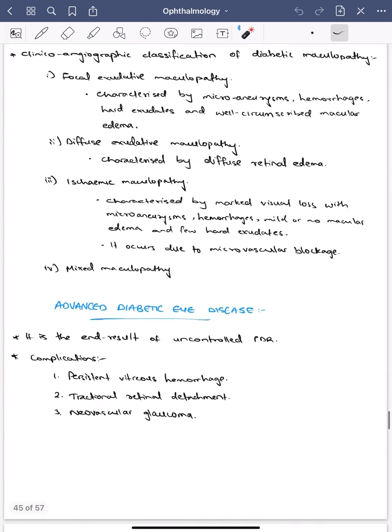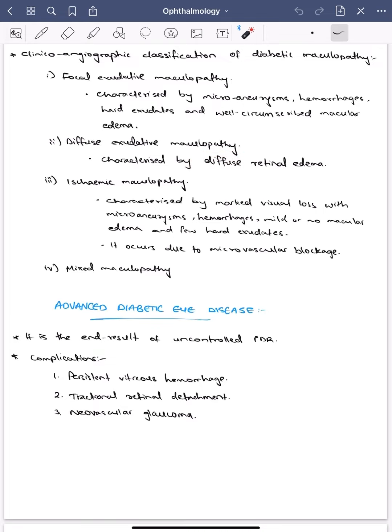Now coming to the clinico-angiographic classification of diabetic maculopathy. Now in this, diabetic maculopathy can be classified as focal exudative, diffuse exudative, ischemic and mixed. Now in focal exudative maculopathy, it is characterized by microaneurysms, hemorrhages, hard exudates and well circumscribed macular edema. Okay, so in focal exudative maculopathy, microaneurysms, hemorrhages, hard exudates are all present along with well circumscribed macular edema. Now the second is diffuse exudative maculopathy. Now it is characterized by diffuse retinal edema.